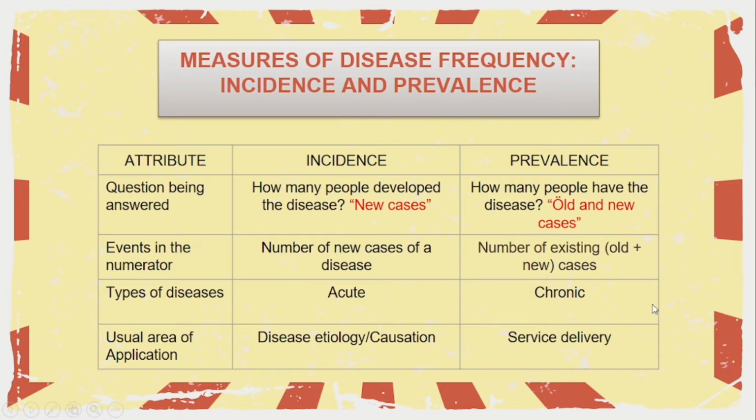Next, the usual area of application for your incidence is the disease etiology or the causation. If you want to know what causes the disease, and then you will get the incidence rate. Meanwhile, if you want to improve your service delivery, you have to get the prevalence rate of a certain community. Okay? The difference for the usual application is in knowing the causation or the what causes the disease will fall under the incidence. And then in improving the service delivery, you have to get the prevalence rate of a community.